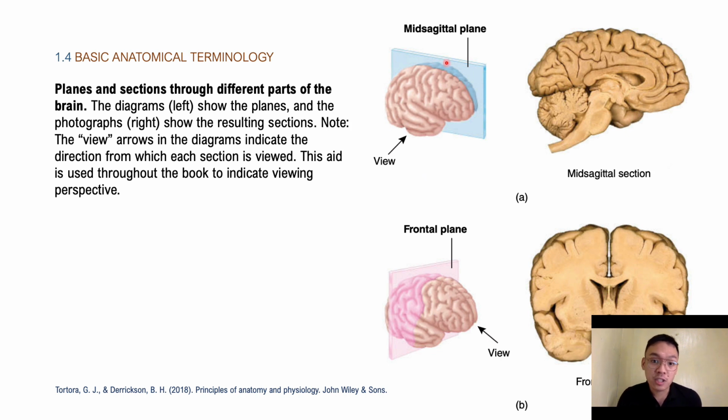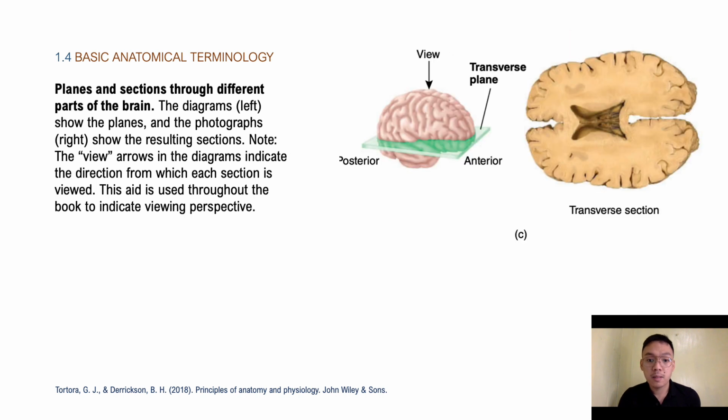We have here the mid-sagittal plane and its view in the brain. The frontal plane gives the front and back portions. And lastly, we have the transverse plane, which divides the brain into its top and bottom portions.